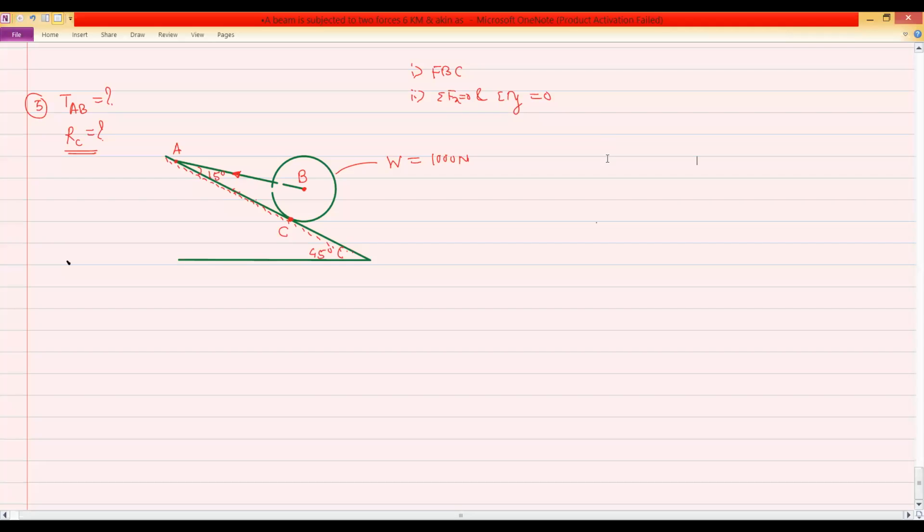So, this was the last problem, the homework problem. In this problem, this sphere or roller is supported by this cable. This cable is fixed to the inclined surface. The angle of the inclined surface is 45 degrees, and the angle between this cable and the inclined surface is equal to 15 degrees. We have to find the reaction at point C, that is RC, and the tension in the cable AB.